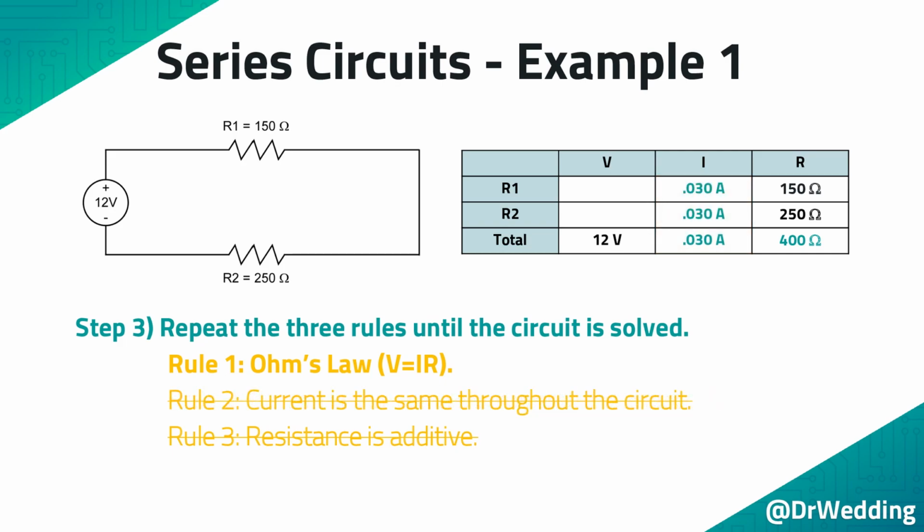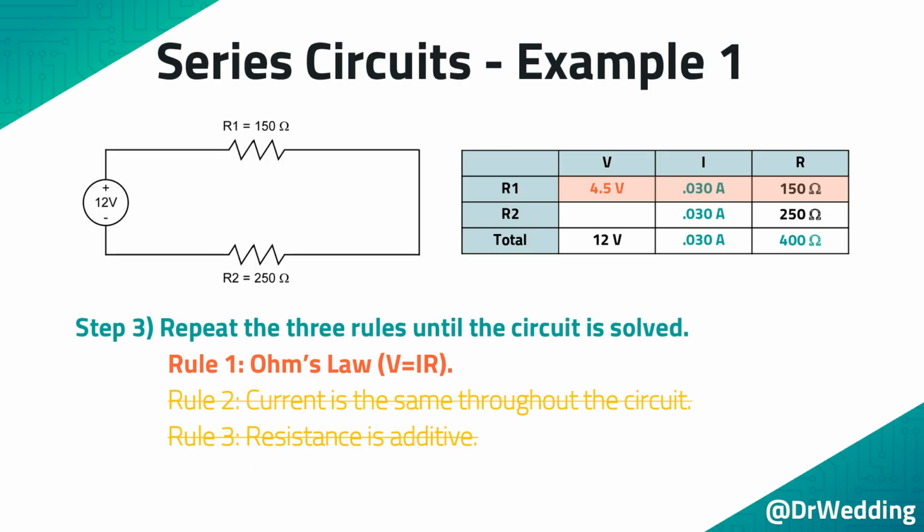Once you use Rule 2, you know all the currents. And this rule is no longer useful, so a line was drawn through it. Now that you have filled in all of the currents on the table, you can start checking the rules again. Start at Rule 1. This time, you have the resistance of R1 and the current through R1. Using Ohm's law, you can calculate the voltage drop across R1.